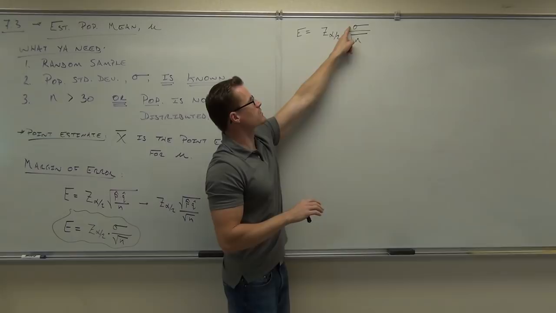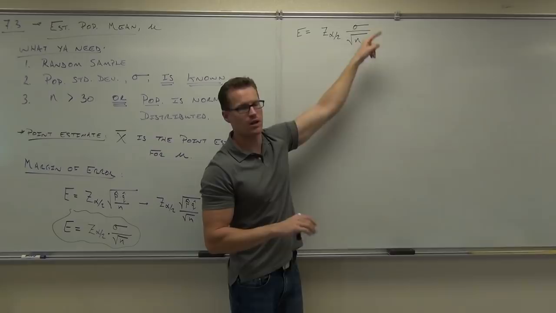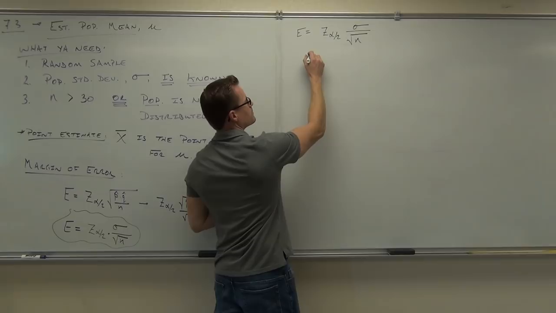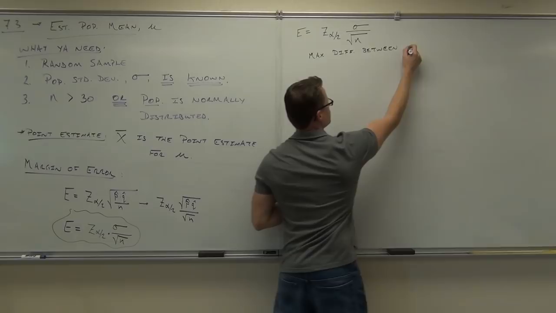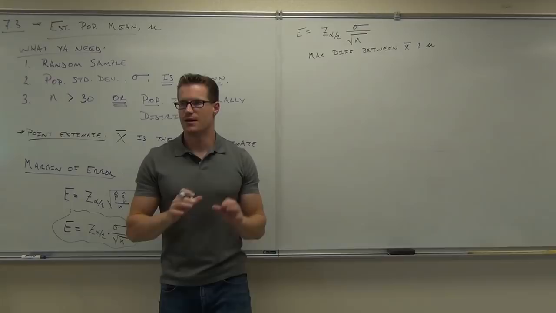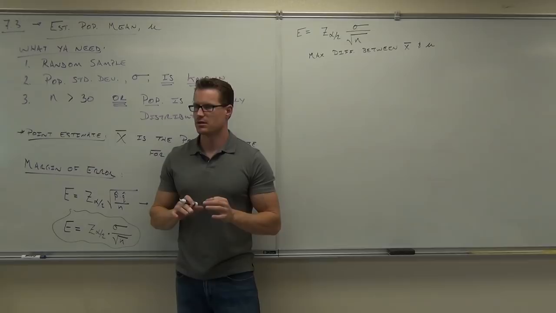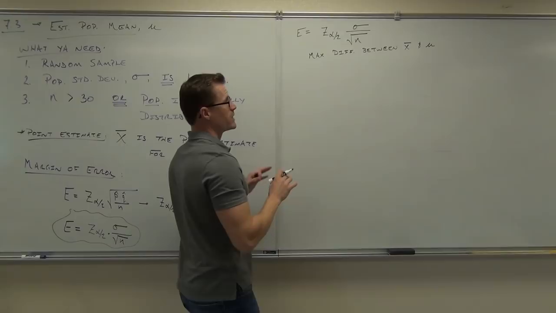This right here, that's our standard deviation for the population divided by the square root of n. We've seen stuff like that before. That was earlier in our class. What this does is represent the maximum difference between x bar and mu for a given level of confidence. Again, can you ever be 100% confident? No. Ever? No, because it's going to go from negative infinity to infinity. You can't do that. But we can be a certain level of confidence, and here's how it works.